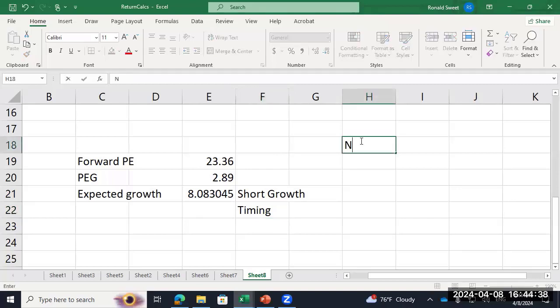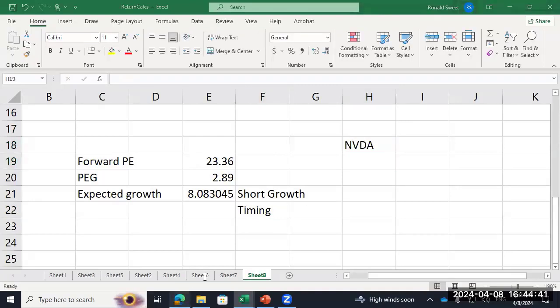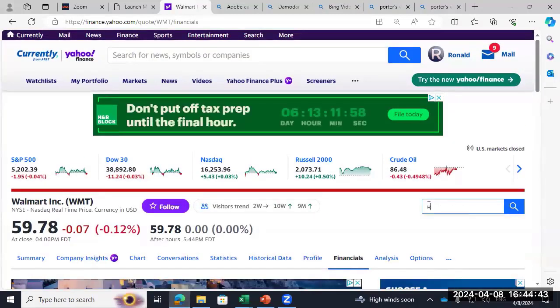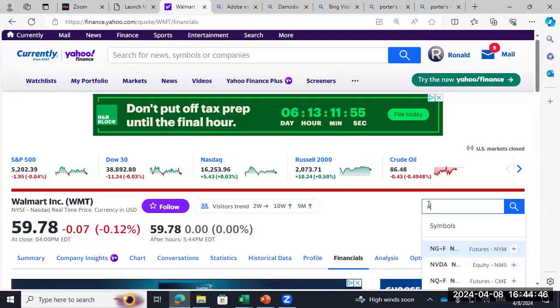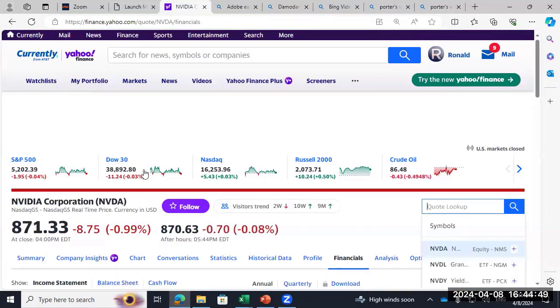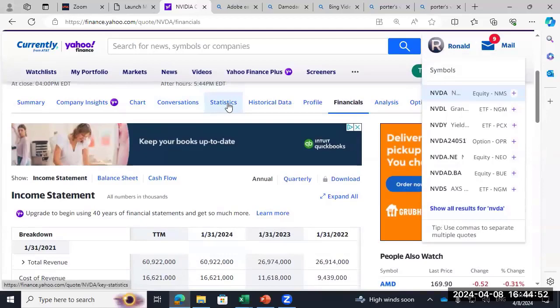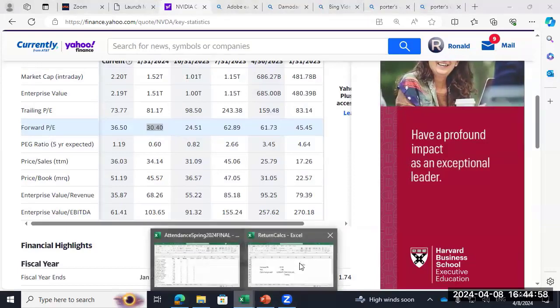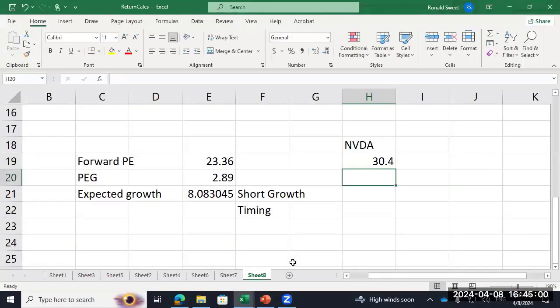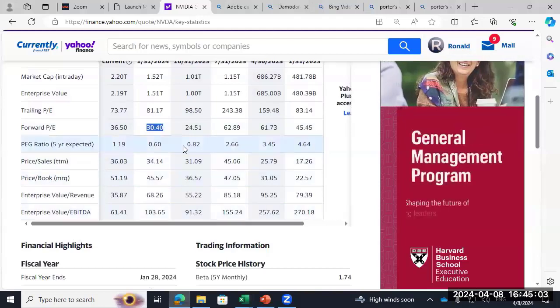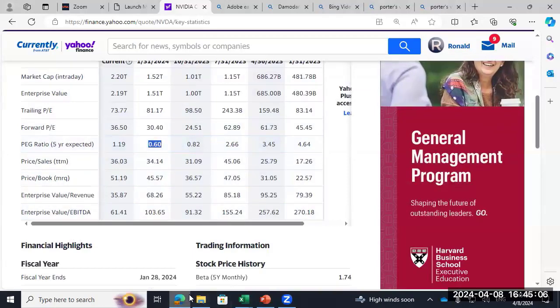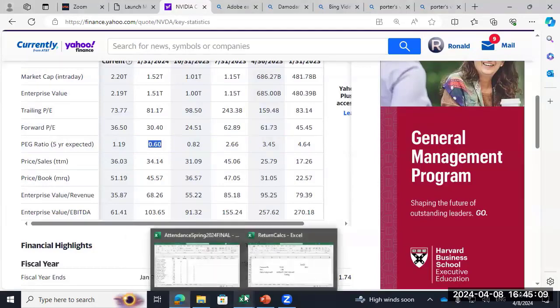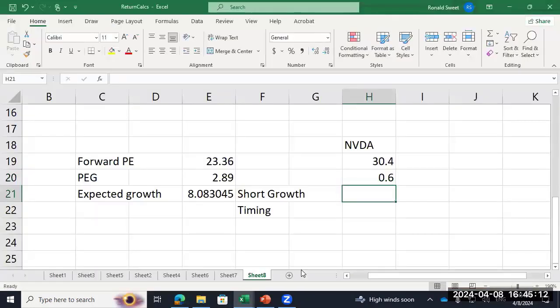Let's try a firm like NVIDIA. What do you think they're going to have? High growth, low growth? How high? More than 10%? Yeah. Their forward PE is 30.4. Their PEG ratio is 0.6, which is kind of ridiculous. Their short-term growth rate is 51%.